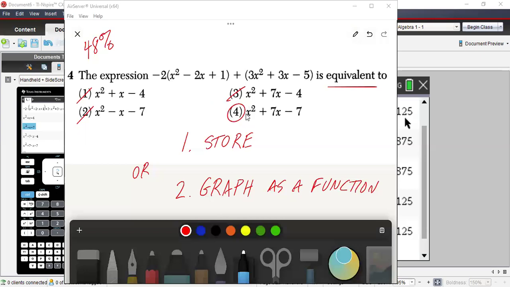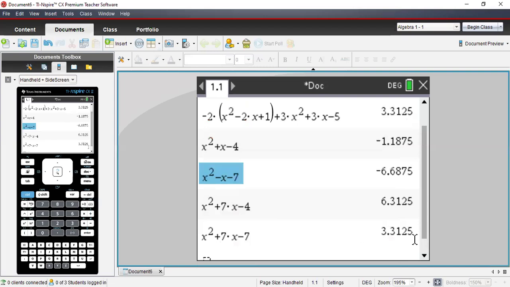Now let me go back. By the way, I didn't say in the last video that the answer was number 4, but I was assuming that you would see that the answer is number 4. I should have made that explicit. But now I am going to do the same question, but I'm going to graph it.